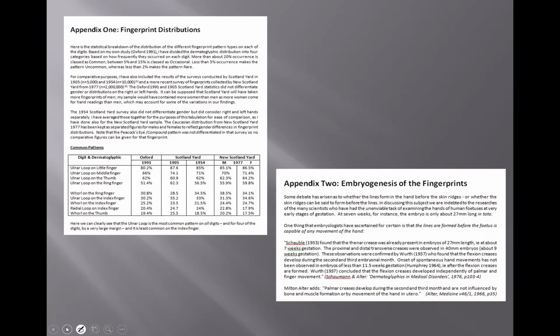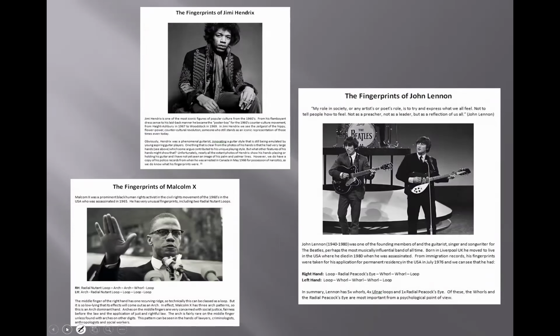So the genetic significance of fingerprint patterns is really, really important, but then their medical and psychological significance are also important. And to illustrate that, I've given some examples of some famous people whose fingerprints we happen to know, and I've done an assessment of their personality based upon their fingerprint patterns.